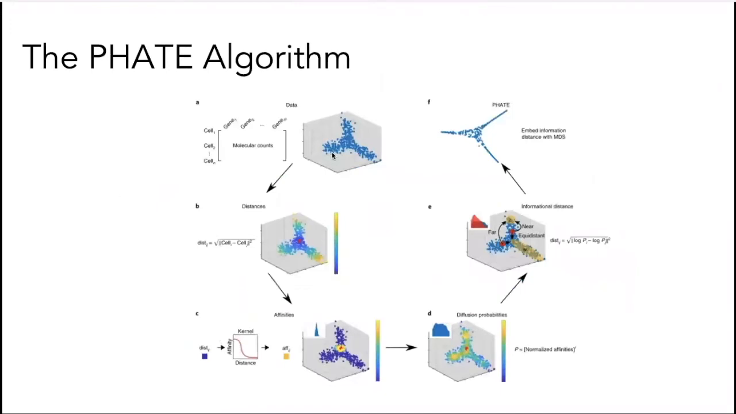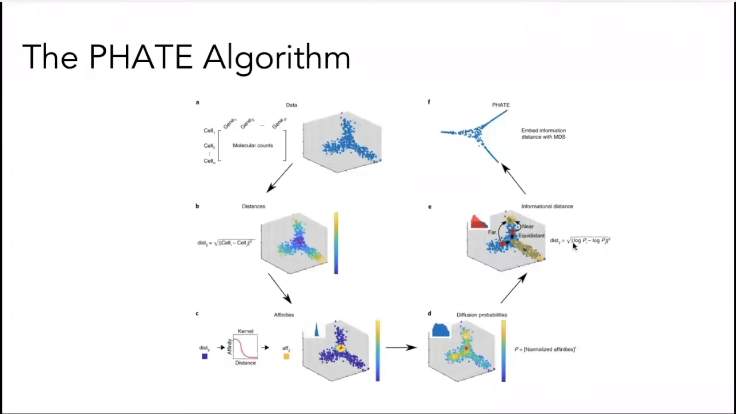And so PHATE very much uses the process I talked about. It turns point cloud data into graphs, going from distances, localizing them into affinities. Here we use a special kernel called an alpha decay kernel, which you can read about in the paper. But we power this Markov normalized operator created from the affinity to a power t. And this gives us t-step random walk probabilities.